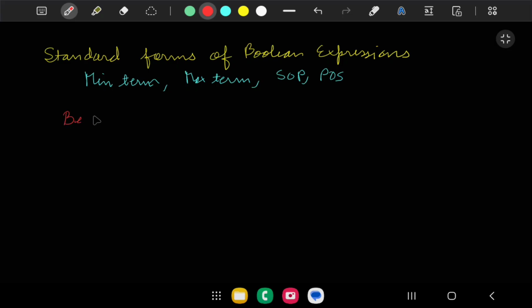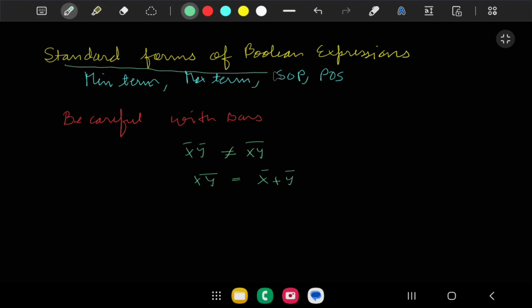First of all, be careful with bars, which means that x bar y bar is not equal to xy whole bar, right? So this is not same. But if you have xy whole complement, we can write like this with De Morgan. Now let's start with standard forms of Boolean expression.